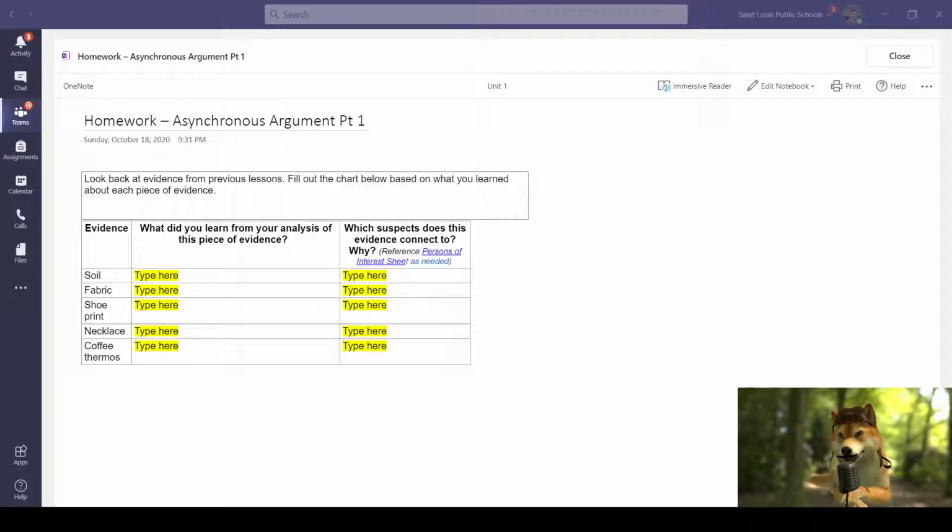Oops. There we go. And we can see the question here is, what did you learn from your analysis of this piece of evidence? Well, by studying the pH, we learned that the soil, oh, I can't edit it right now. The soil came from Forest Park. Then the next question is, which suspects does this evidence connect to and why? All right, well, now we got our link to the persons of interest sheet. And I'm going to go ahead and switch over to that.